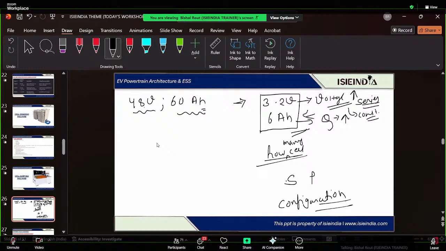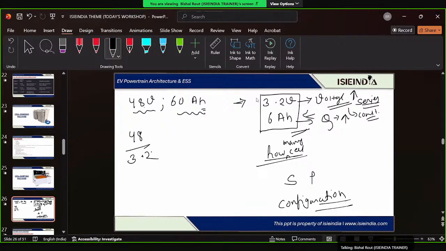So let us suppose you have a 48 volt battery pack and a 3.2 volt cell voltage. If you want to find how many cells need to be connected in series, you have to divide 48 by 3.2. What will 48 divided by 3.2 become? It will become nearly around 15. So 15 cells need to be connected in series. So 15S.